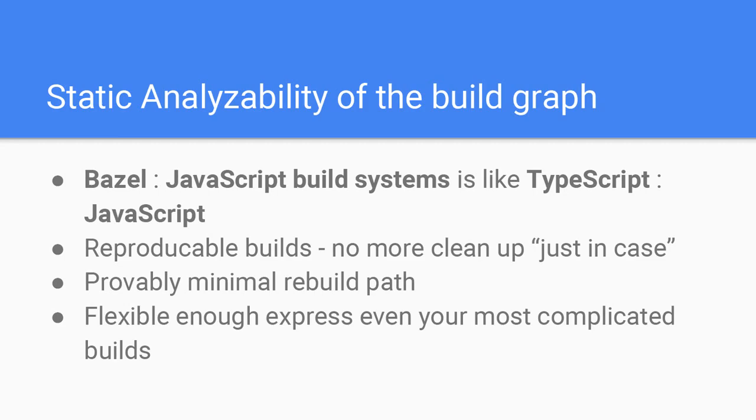Reproducible builds, I don't know how often you guys in your current systems do. When I work with NPM, I often have to remove node_modules. You guys do that? Yeah, that's what I mean by just in case. I just need to clean up just in case. Bazel makes this a lot less likely, because if you're expressing your dependencies correctly, you don't need to clean up just in case, right? That's the failure mode of your build system. If you're doing that, your build system is not good. It has some issue.